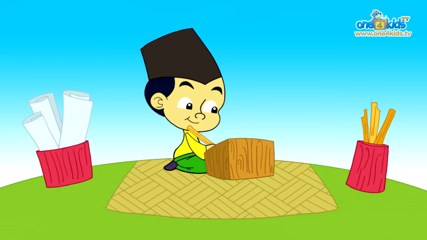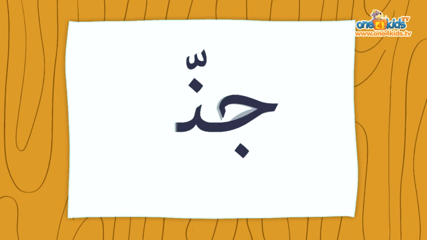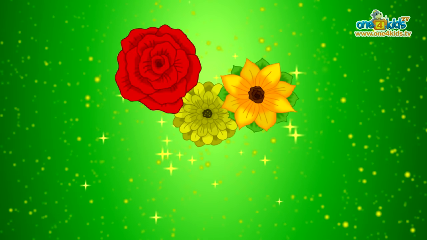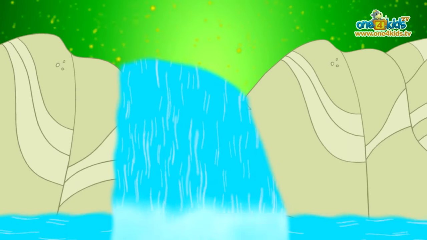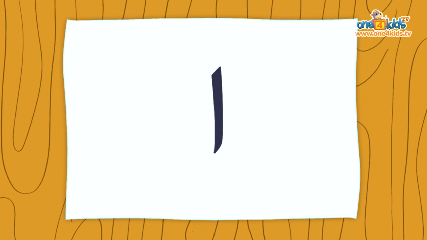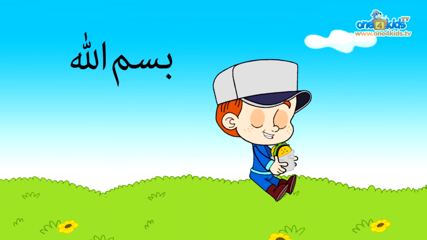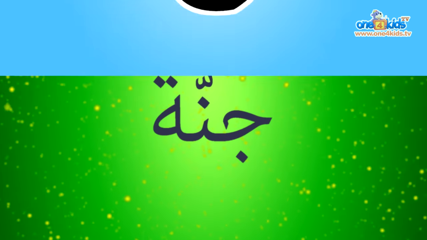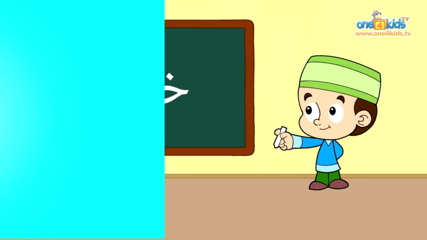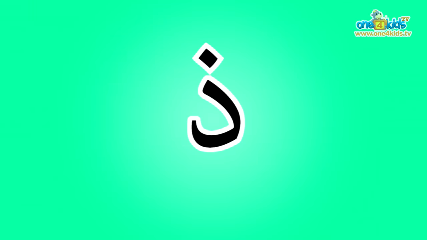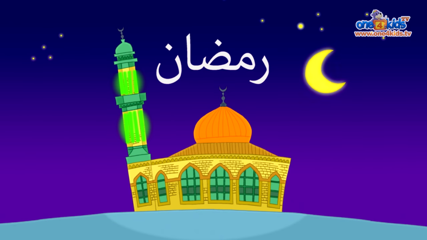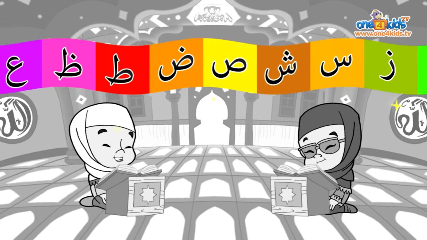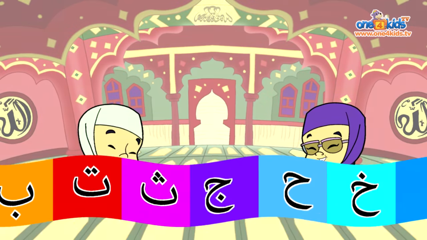We're learning the Arabic alphabet so we can read and learn Al-Quran, Al-Quran, the language of our beloved Muhammad, the last prophet sent from Allah. Alif is for Allah, Ba is for Bismillah, Ta is for Taqwa, and Tha for Thawab. Jim is for Jannah, Ha is for Hajj, Kha is for Khalid, and Dal for Dawood. Dhal is for Dhahab, Ra for Ramadan, Zain is for Zakat, and Sin for Salam.